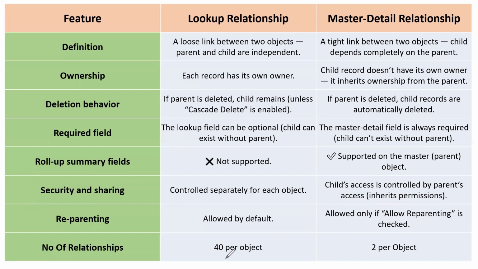Now, per object, you can create up to 40 lookup relationships. But in case of master detail relationship, you can have only 2 per object. After that, the option to create master detail relationship will be disabled. So at max, you can have 2 master detail relationships per object. Okay, so let's move on to the next question now.